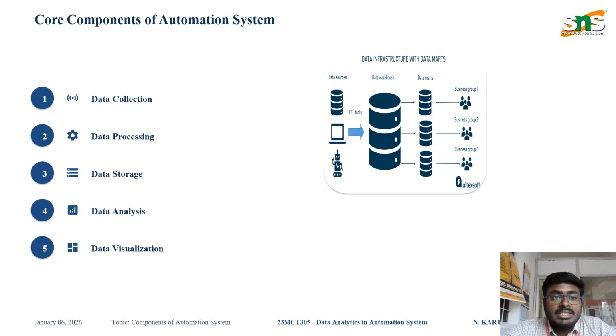Let's dive into the core components of the automation system. There are five major backbones of the automation system in data analytics: data collection, data processing, data storage, data analysis, and data visualization. These components work in a sequential pipeline, but they're highly integrated with each other. That makes for a seamless process from data collection to data visualization. This can be seen in the characteristics of data analytics, that is the five V's.